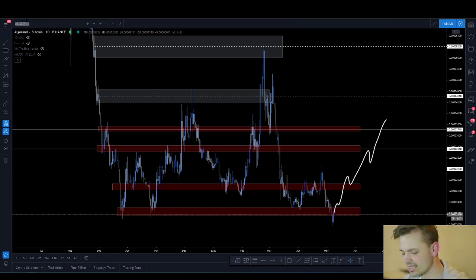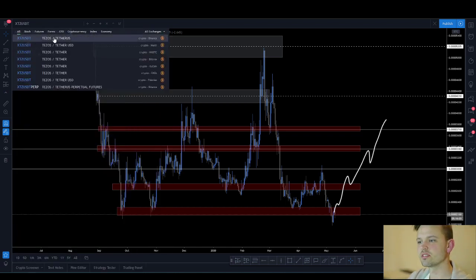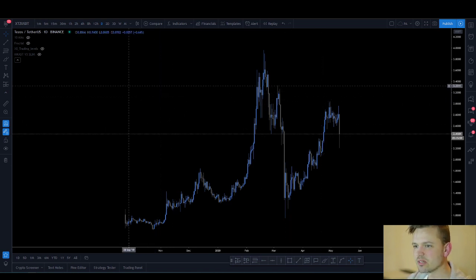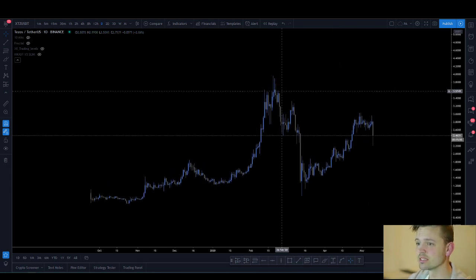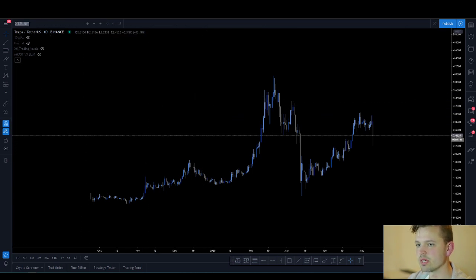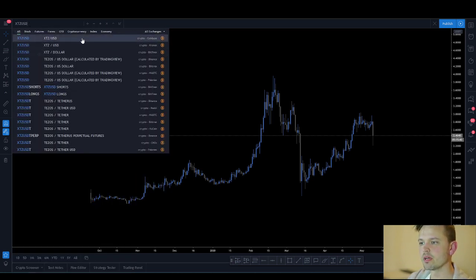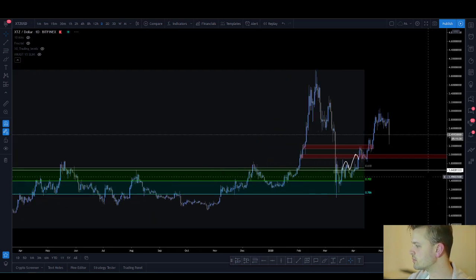Let's take a look at the XTZ USDT. So Tezos, good old Tezos. All right, so let's take a look at this one first, and then we'll dive into the contest. How come I do not have a chart for this one? That's weird. Should have one. Maybe I charted it on Bitfinex. All right, here we go. So it's on Bitfinex.